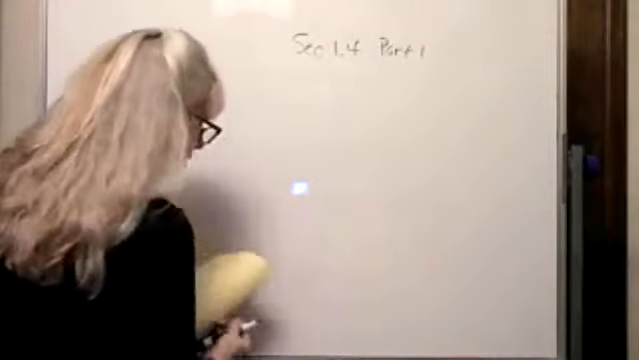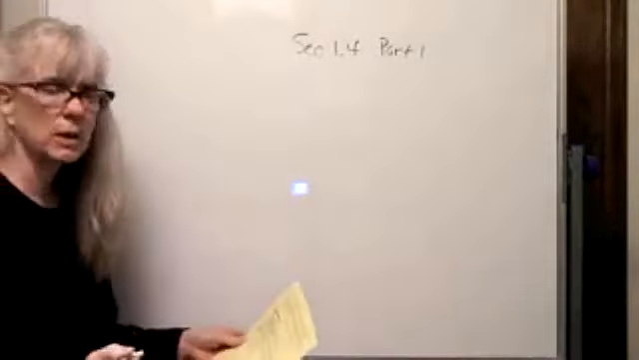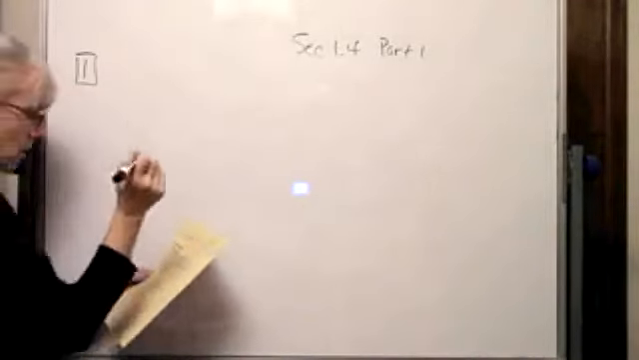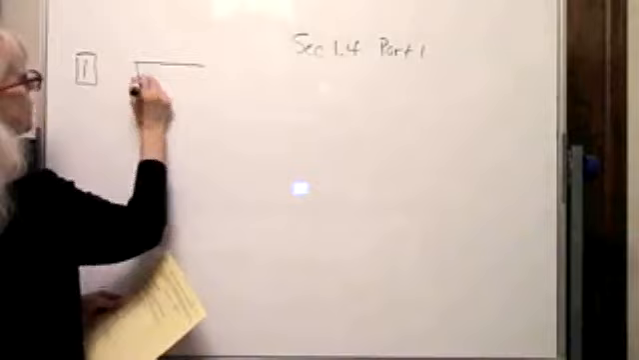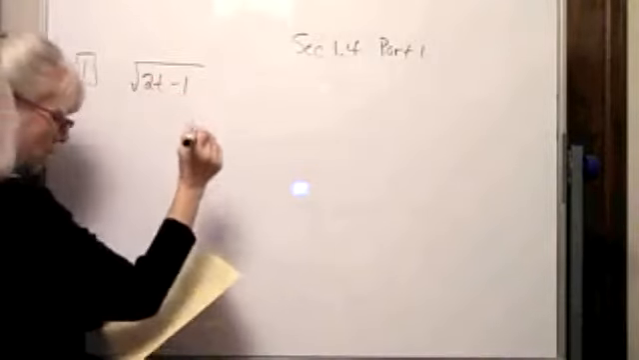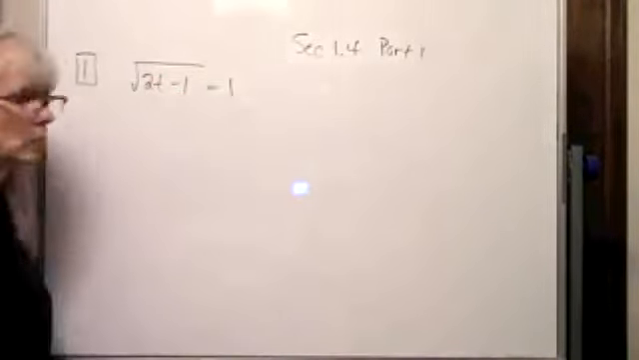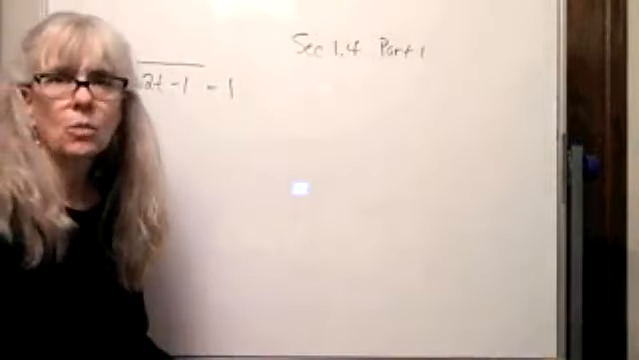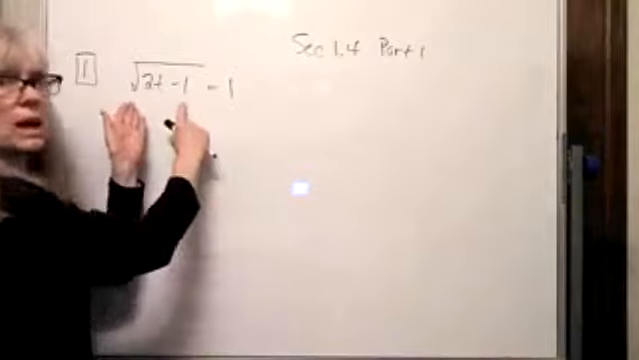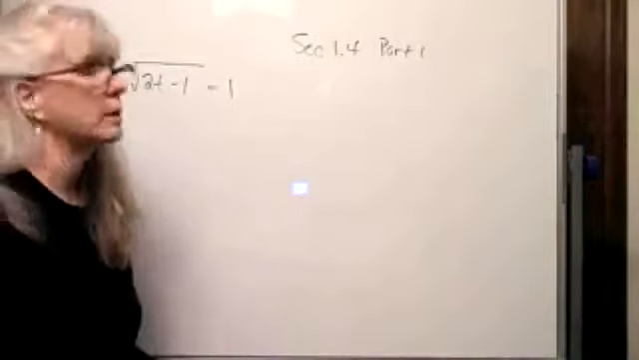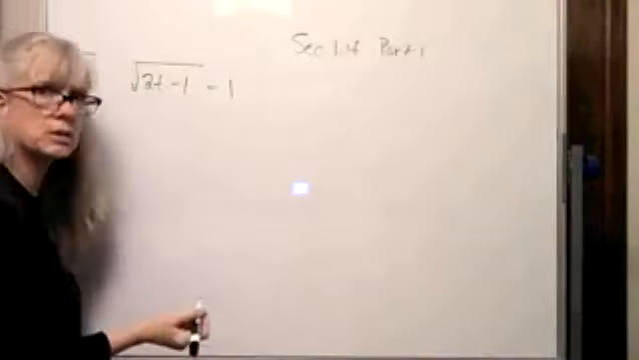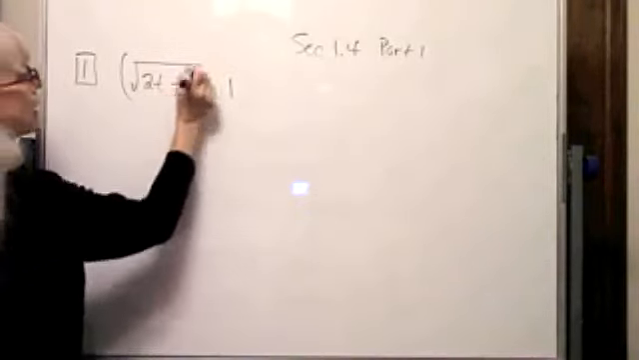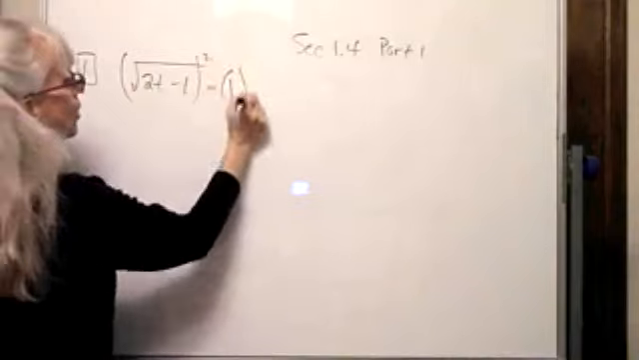In the example we're going to solve, we'll reiterate those steps as we go through. This is example 1. We want to solve the equation, the square root of 2t minus 1 is equal to 1. So our very first step says to isolate the radical on one side. Well, this radical is already by itself, so I don't need to do step 1. Step 2 says to raise both sides to the same power.